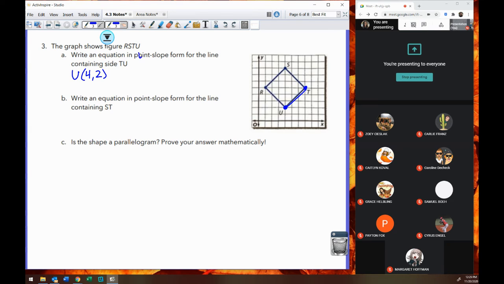So I have my point. Now I need to know the slope. What is the slope of line TU? 1. So if I go from T to U, I'm going up 1, 2, 3 over 1, 2, 3. 3 over 3 simplifies to 1. Once you have your point and once you have your slope, point slope form is the easiest way to write an equation. y minus your y coordinate equals your slope times x minus the x coordinate. That's it.